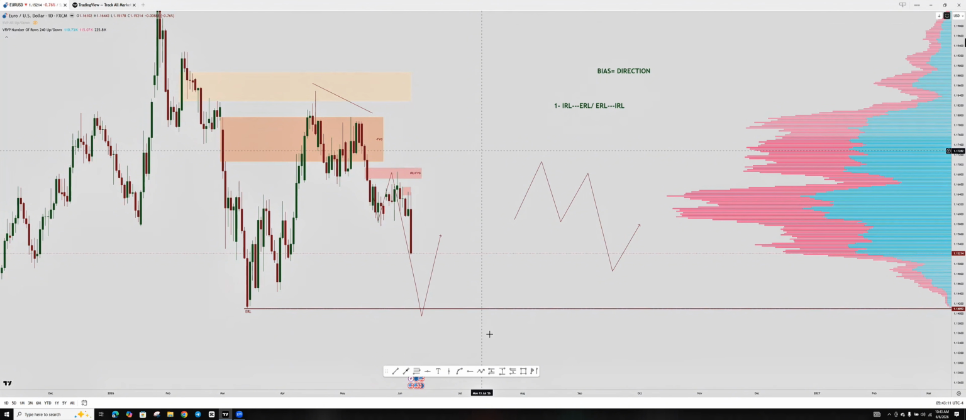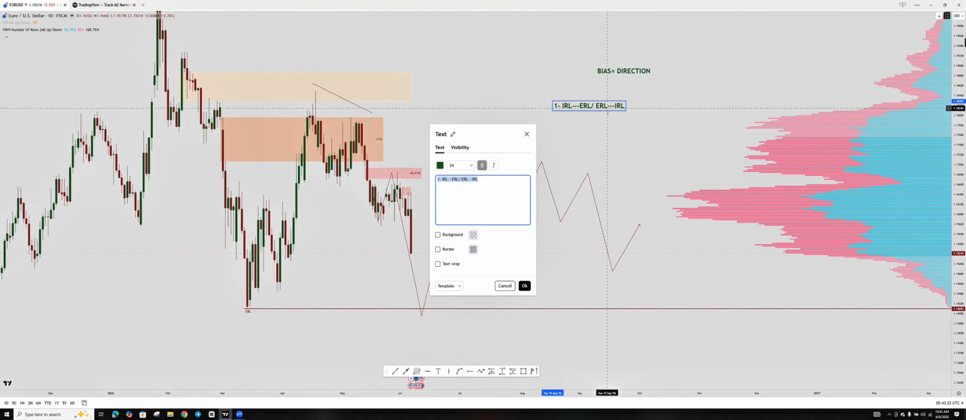So price does this all the time. It moves from internal to external or from external to internal. So I get to understand my bias following this method. This is the first method.